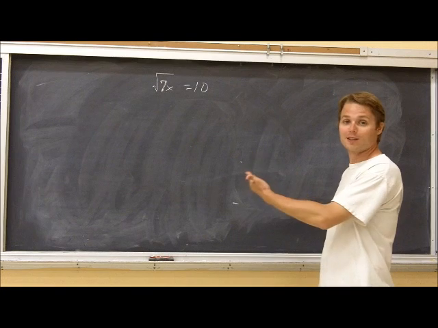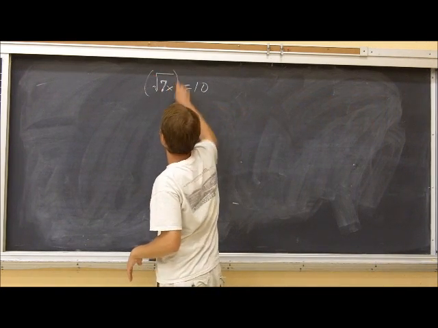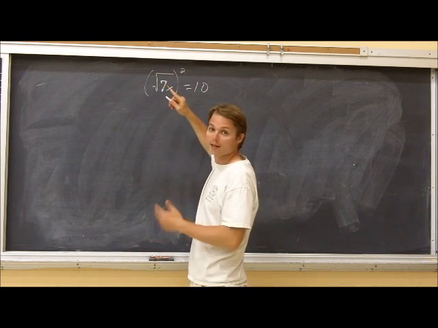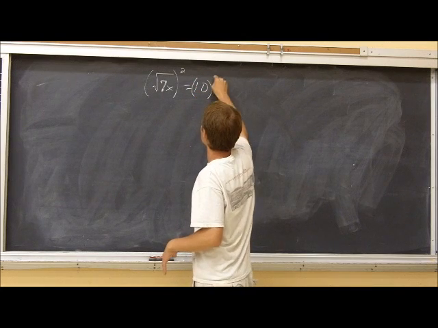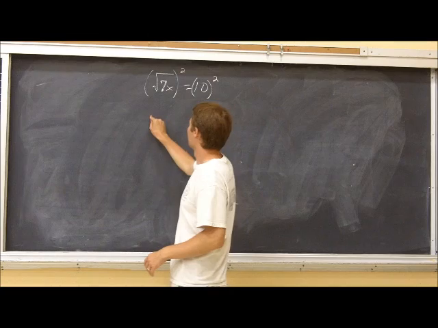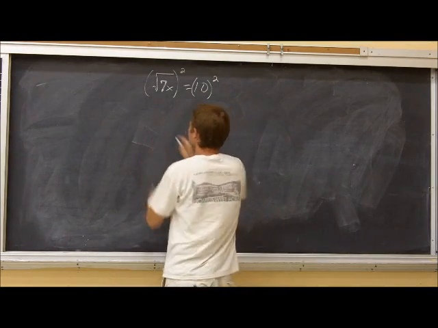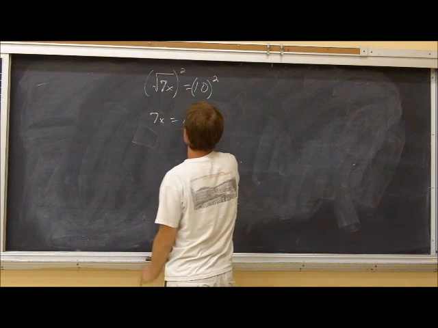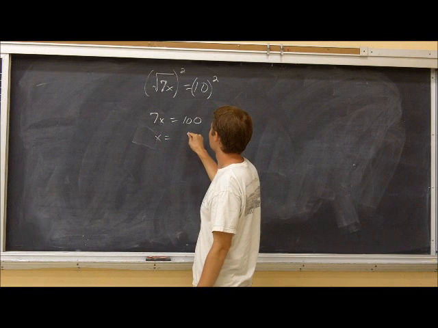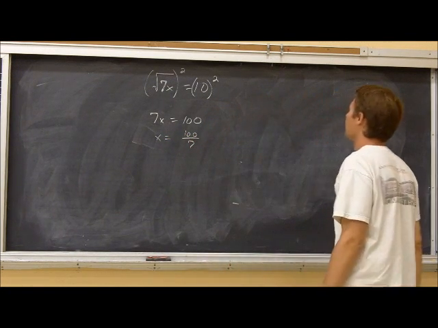So the first thing we need to do is get the 7x out from under the radical. This is a square root, so we can actually undo this fairly easily by just squaring it. The square and the square root will kind of cancel each other out. And then, of course, since it's an equation, I must do the same thing on the other side of the equation. So I'll end up getting that 7x is equal to 100. And then, of course, I can divide by 7, and I'll get 100 over 7.